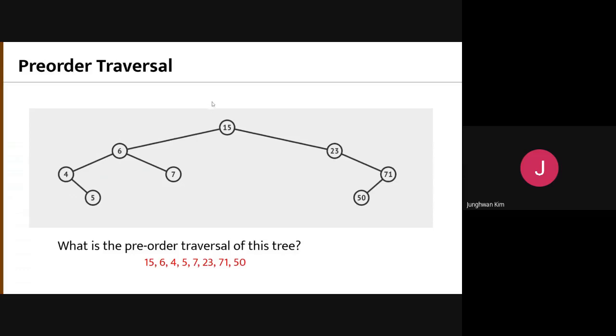So if we do the pre-order traversal, the order should be like this. It's 15 first, and then the root of the left subtree, which is 6, and then the left child of 6, which is 4. Then there is no more left child for 4, so we go to 5. And then we are done with the left subtree, so we go back to 6 and see the right child of it, 7.